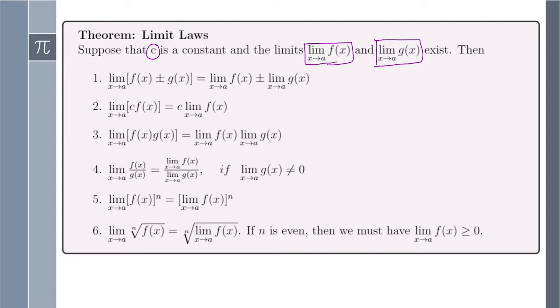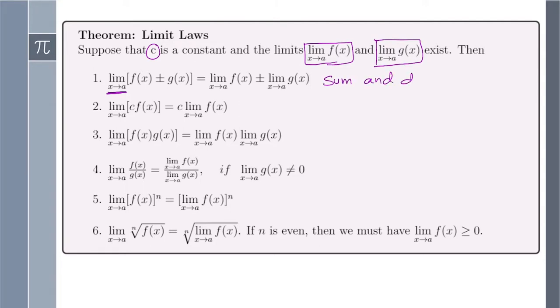The first one says the limit of the sum of two functions equals the sum of their limits, or the limit of the difference of two functions equals the difference of their limits. And this law is called the sum and difference law.